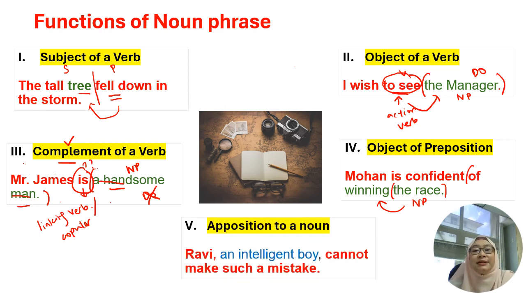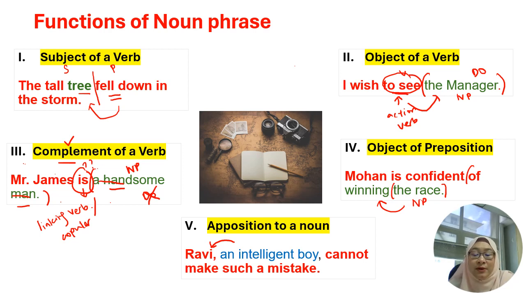I think this is the most clear-cut and easiest function of a noun, or of a noun phrase, where it refers to the same subject. For example, here, Ravi, an intelligent boy. So Ravi here, an intelligent boy, is referring to Ravi.